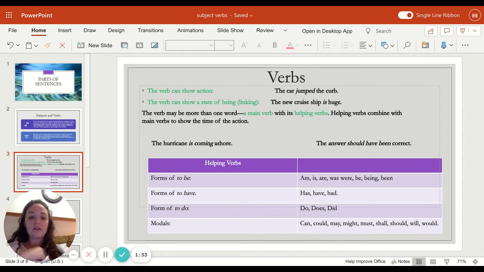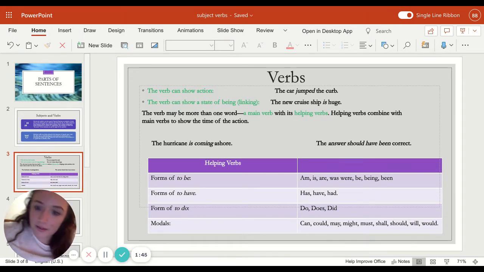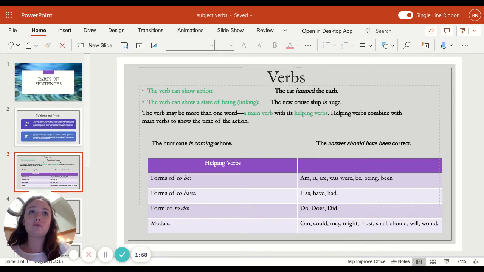So the verb may be more than one word. A main verb with its helping verbs. Helping verbs combine with main verbs to show the time of the action. So, some people may get confused because a verb seems like just one word, and that's why when we're talking about subjects and verbs in that context, sometimes we say subjects and predicates because it can be more than one word.